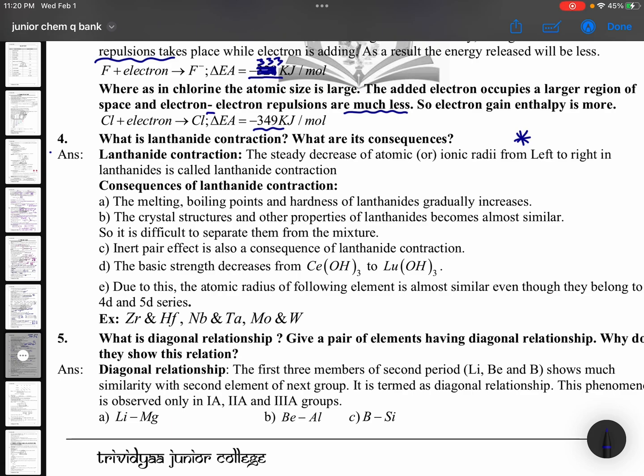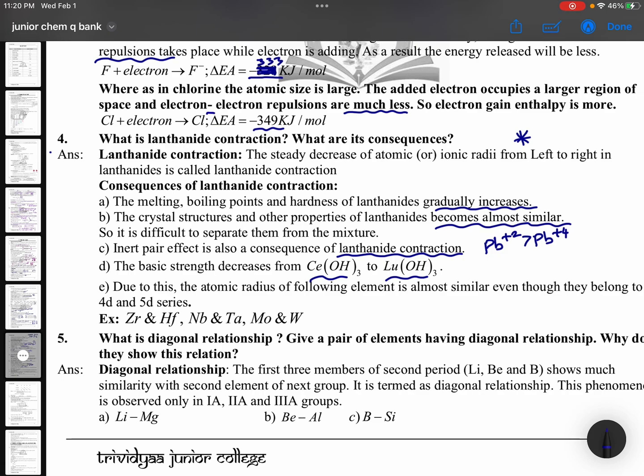Consequences: the melting and boiling points and hardness of lanthanides gradually increase. The crystal structures and other properties of lanthanides become almost same. So it is difficult to separate them from the mixture. Inert pair effect is also a consequence of lanthanide contraction. Lead is more stable in +2 than +4 oxidation state due to inert pair effect. Thallium +1 is more stable than +3. The basic strength decreases from cerium hydroxide to lutetium hydroxide.